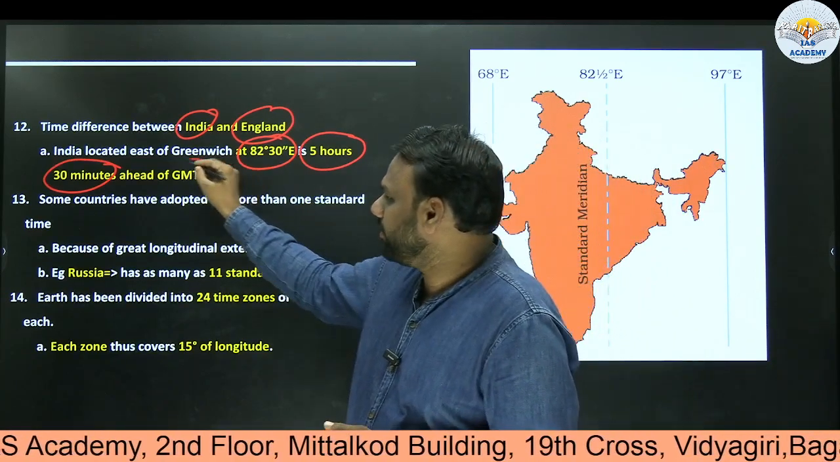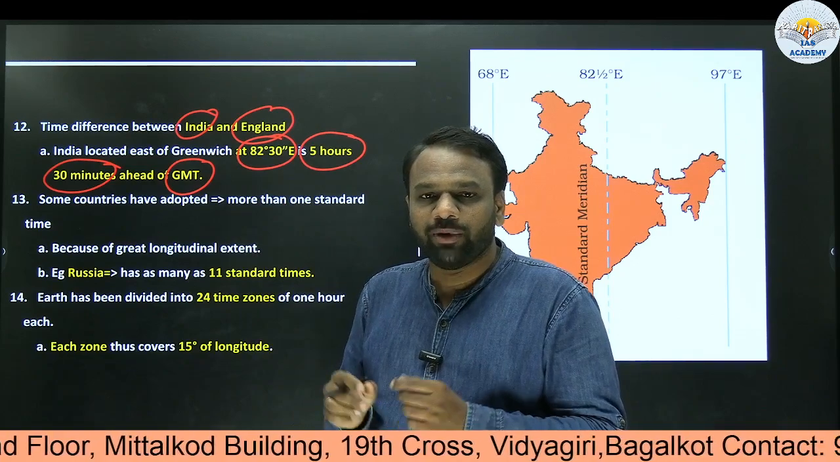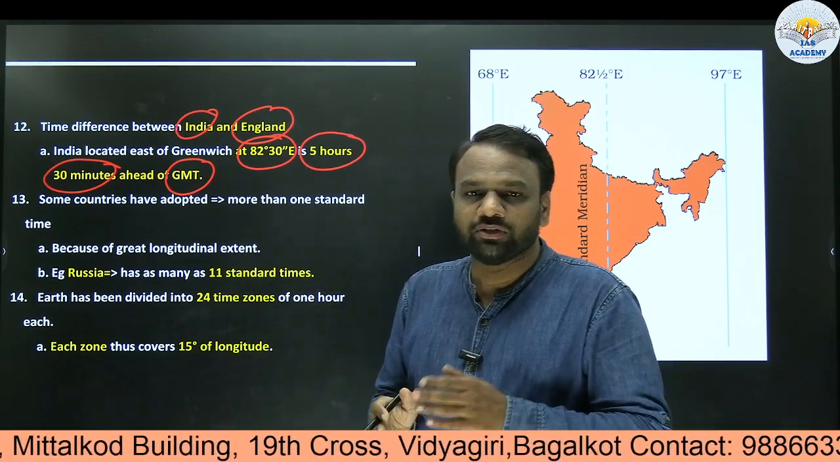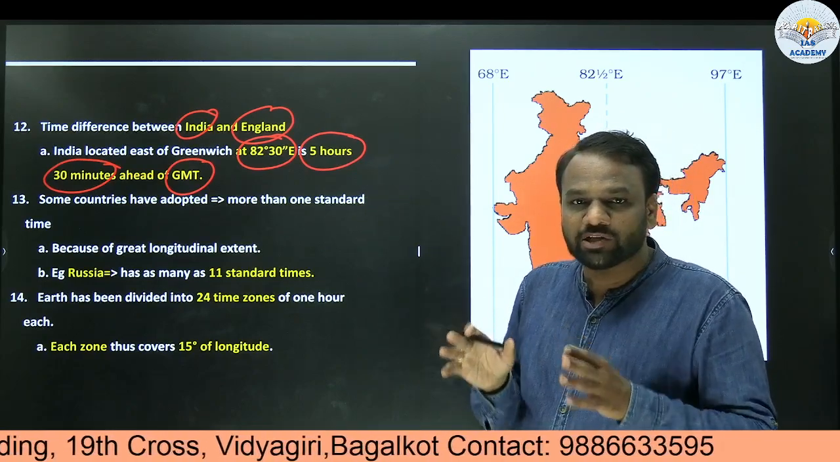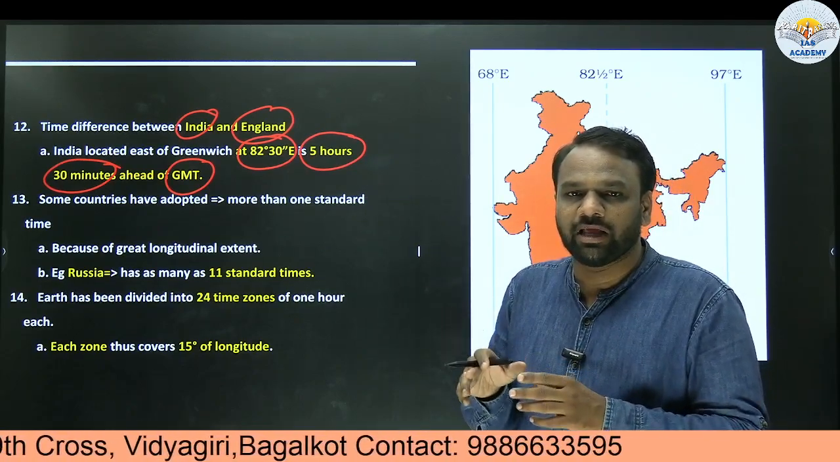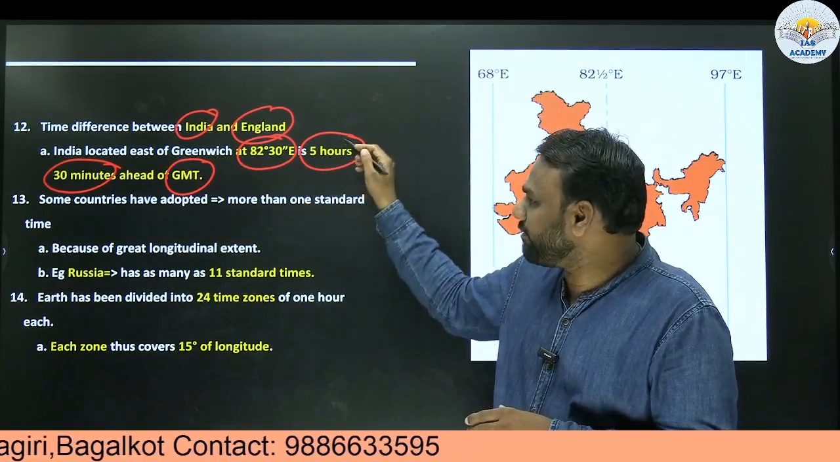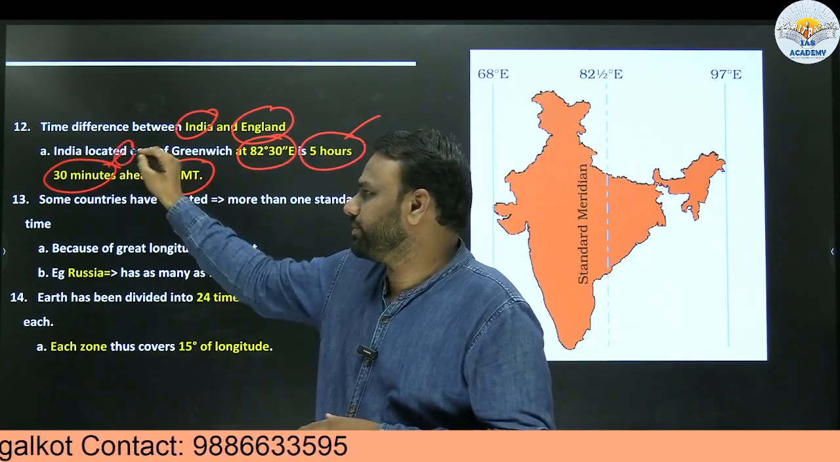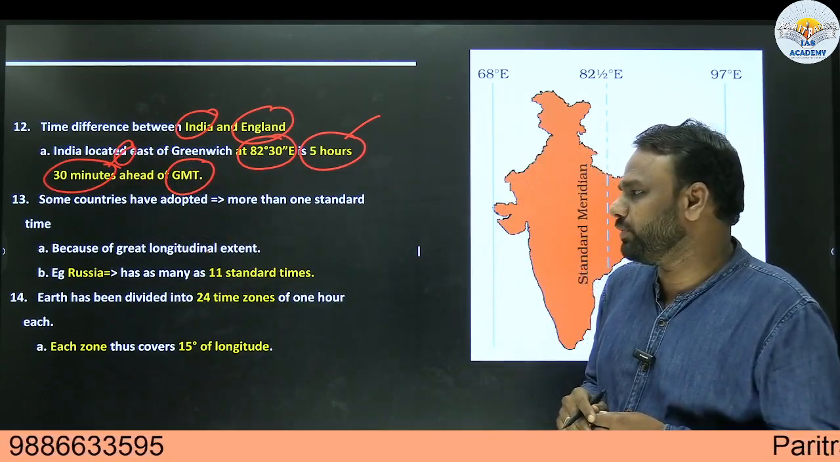So what is global mean time? Based upon the meridian which passes through Greenwich, whatever times we fix is called global mean time. India's local time across the country, we call India's standard time, and that is ahead of global mean time by 5 hours 30 minutes. Even this information is important from an exam point of view, and out of curiosity, we need to know about it.